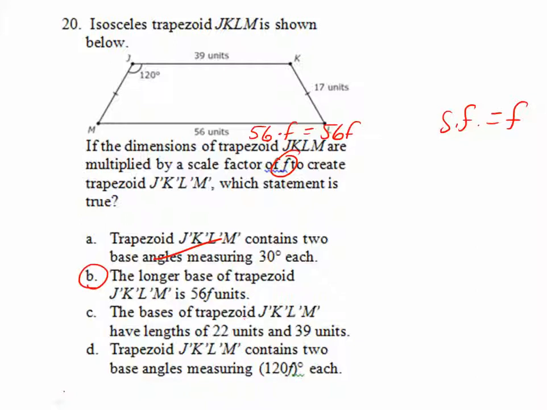The bases of trapezoid JKLM have lengths of 22 units and 39 units. How did this get to 22? We don't know what it gets to because we don't know what f is, so that's wrong. Trapezoid JKLM contains two base angles measuring 120 degrees each. We don't know that either. What we do know is the longer base of the trapezoid is 56f units, so that is B.